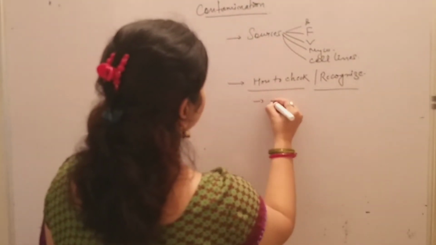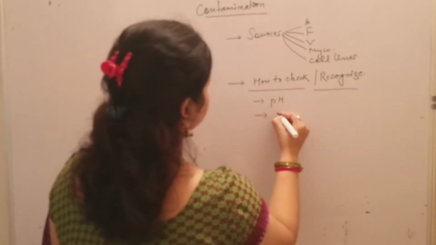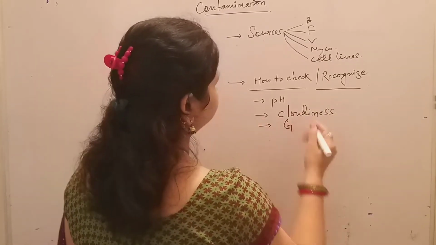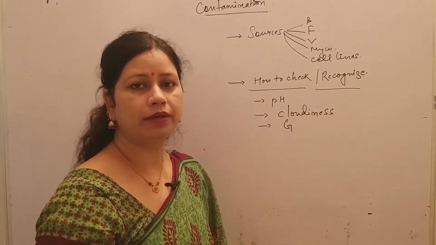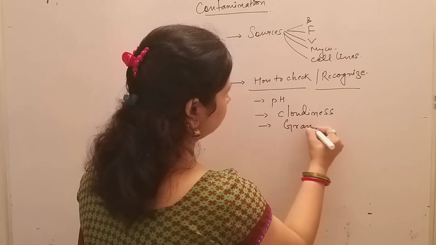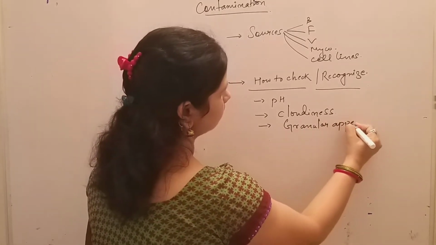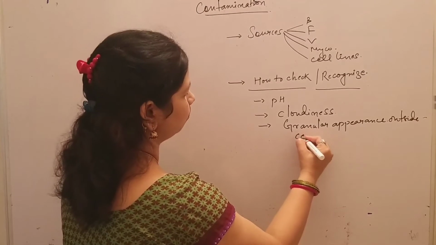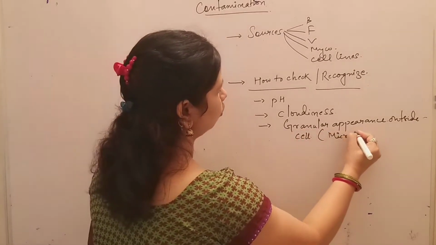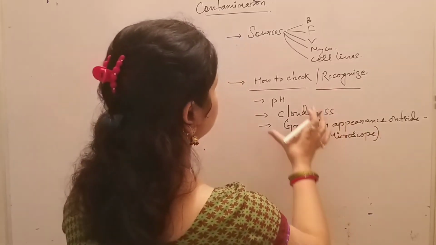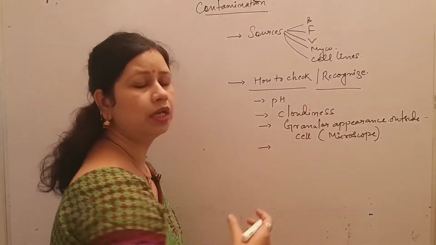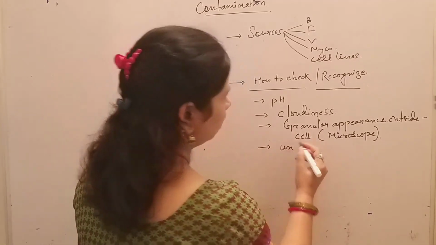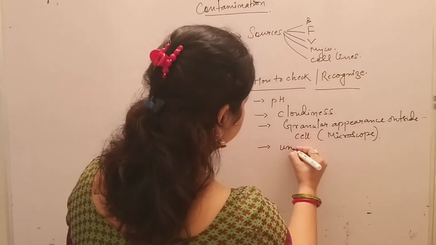There are some signs and symptoms. For example, if there is a reduction in pH, if the medium becomes cloudy, and if we observe the animal cells under the microscope and find granule-like structures or a granular appearance outside the cell, these are the basic signs. Sometimes we also find unidentified materials.